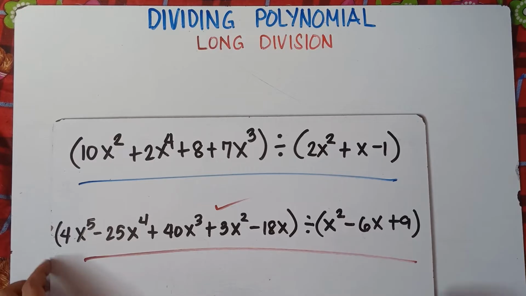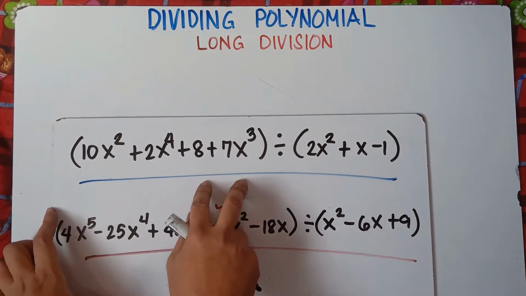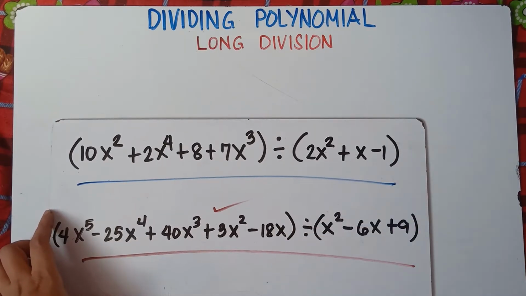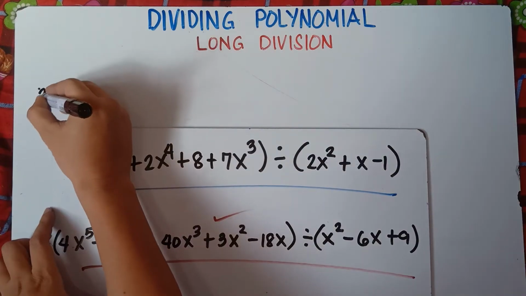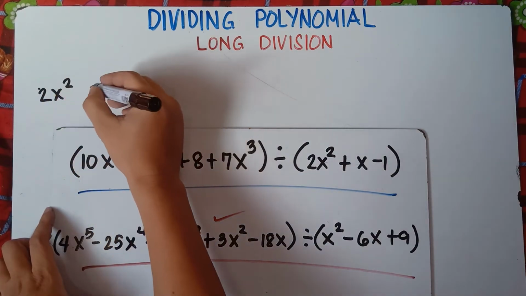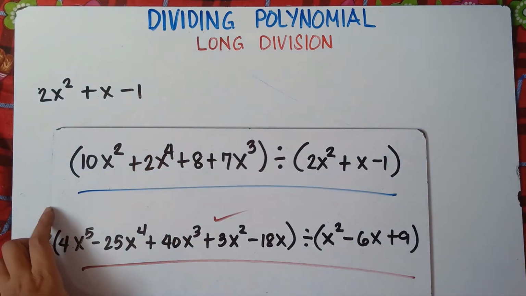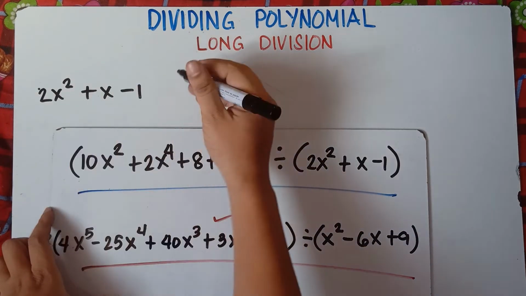Now, before dividing this polynomial, class, you check if the dividend is arranged. So once again, this is our dividend. This will be our divisor. Let me copy first the divisor, class. We have 2x squared plus x minus 1. Alright, so we divide this one into our divisor.